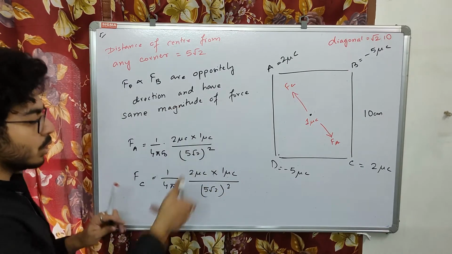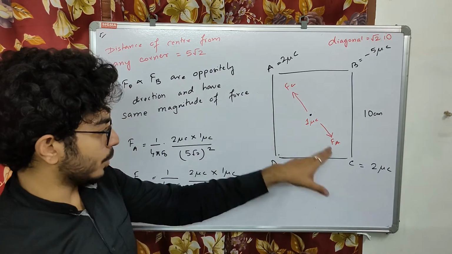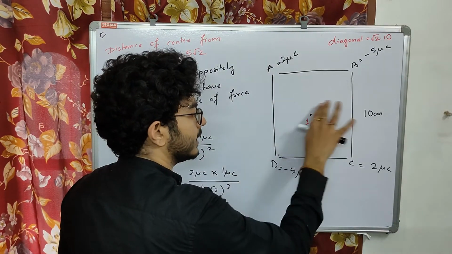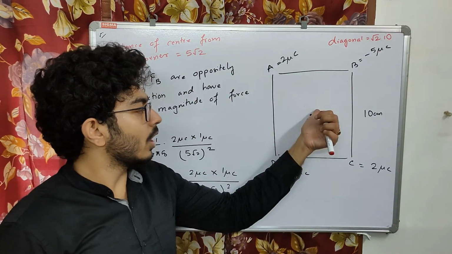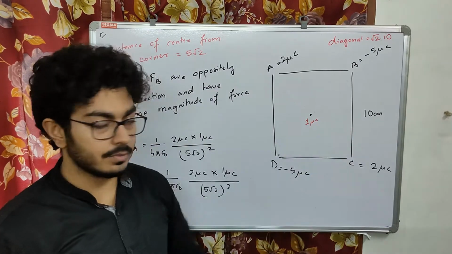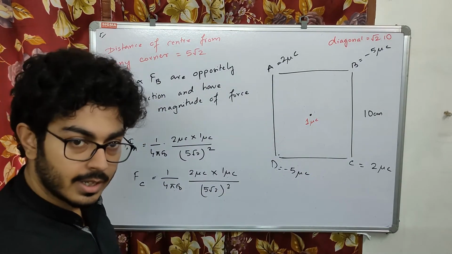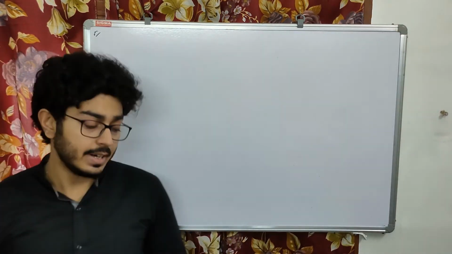Now the magnitude of both these is same, and as they are oppositely directed, these two forces will cancel each other. So ultimately, what will be the force on 1 microcoulomb at the midpoint of this square? 0. This is the answer. Clear? Note it down in your copy. So let us find out the next question.